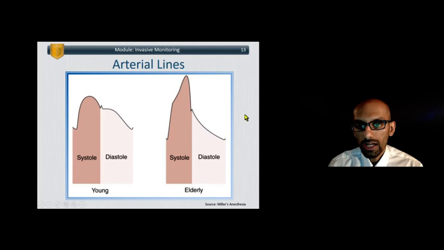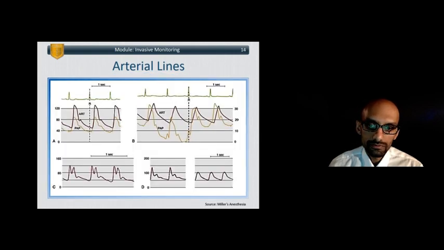Not because they have essential hypertension. If they're otherwise healthy, they will still exhibit this waveform due to the normal process of arterial aging and thickening and calcification. And there are also waveforms that are abnormal related to pathophysiologic states.